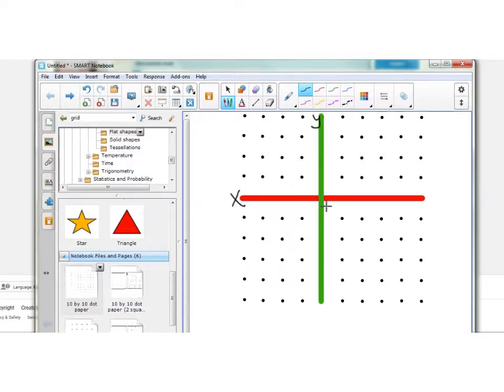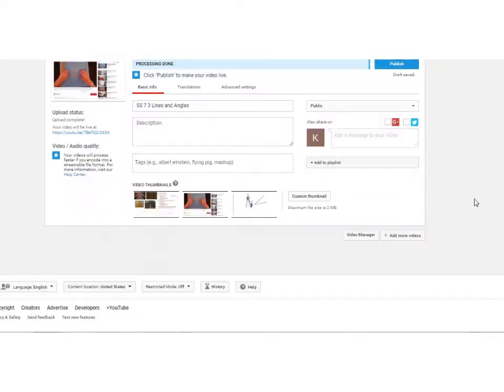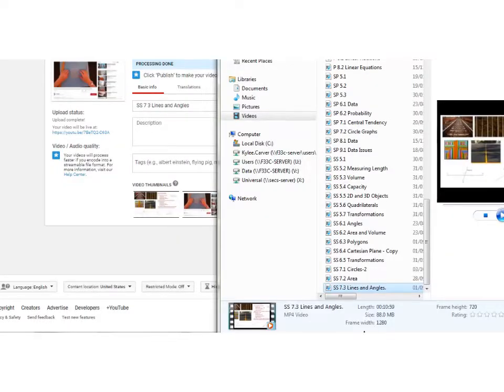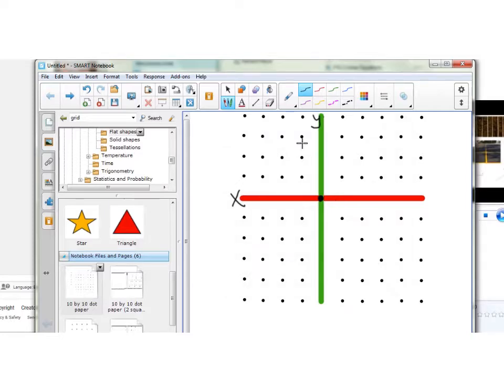And I'd like to label these x and y. And so at this very center point where the two intersect, that is called the origin. And that's where we always start plotting our points. And the origin is 0, 0. Sorry about that. Okay, so that point is 0, 0.